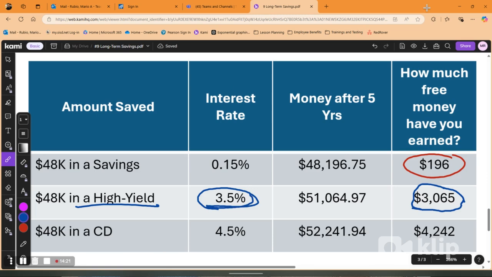But if you put it in a high yield savings, $48,000 in 5 years will be 51,000 and some change. That's earning almost $3,100 in interest just from having your money sitting there. Now imagine if you're doing this over 5, 10, 15 years.